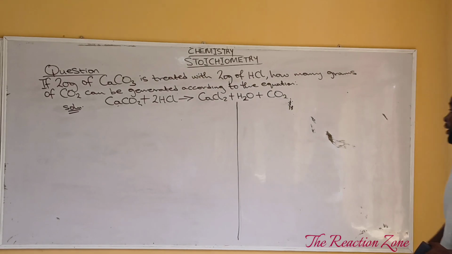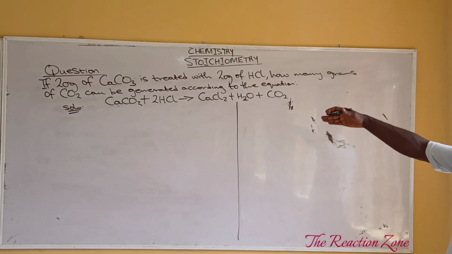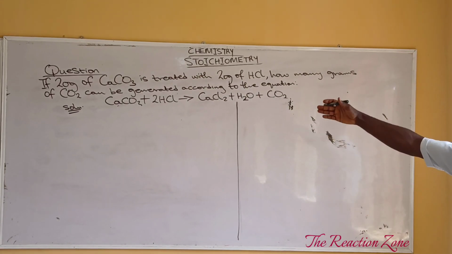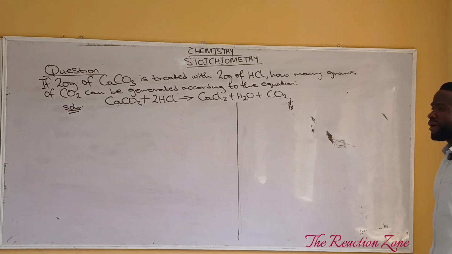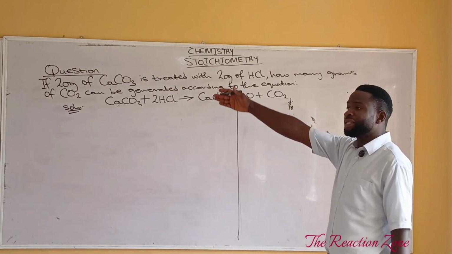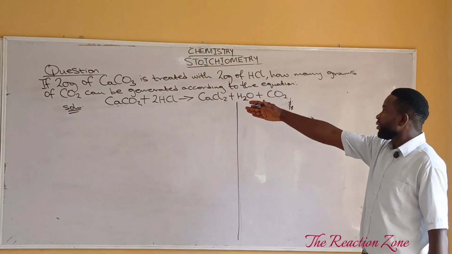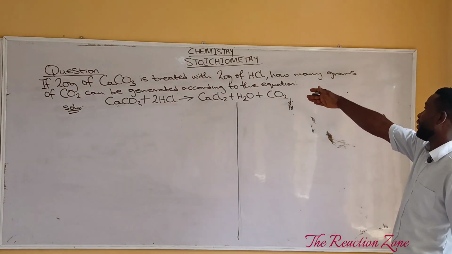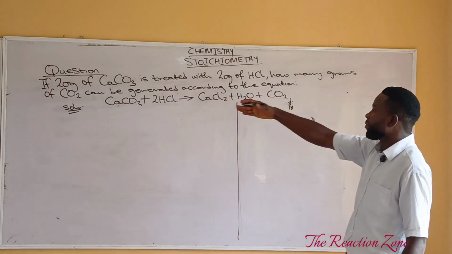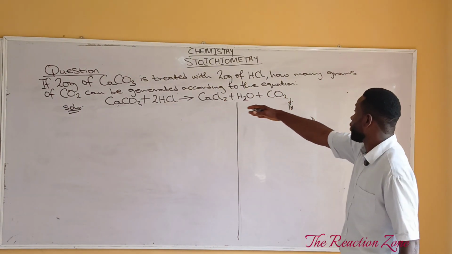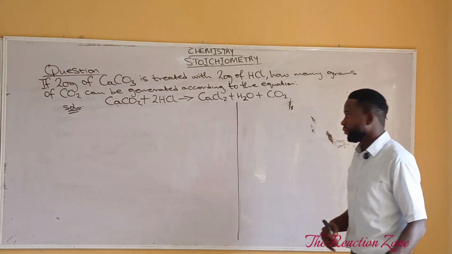In today's lesson, we're going to look at how to solve this problem using stoichiometry. And the question is as follows. If 20 grams of calcium carbonate is treated with 20 grams of HCl, how many grams of carbon dioxide can be generated according to the equation?